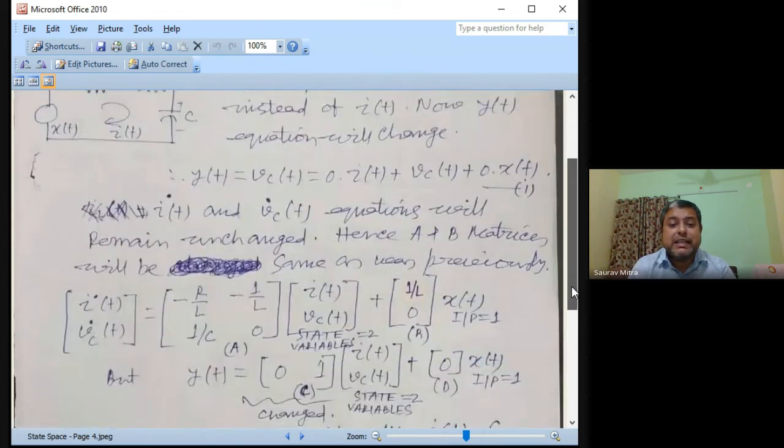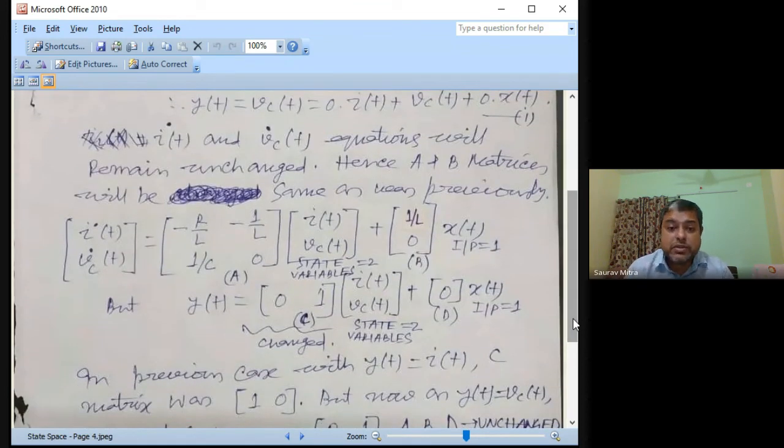So if you are now representing the overall system, this is actually the overall system state variable representation. What all it includes: I dot t, Vc dot t, A matrix, state variable matrix. So here there are two state variables. This is called the A matrix, which is called the state matrix. This is called the B matrix, which is called the input matrix. So the state matrix dimension is n cross n. In this case, the number of state variables n is equal to 2.